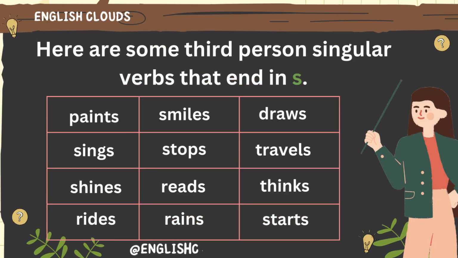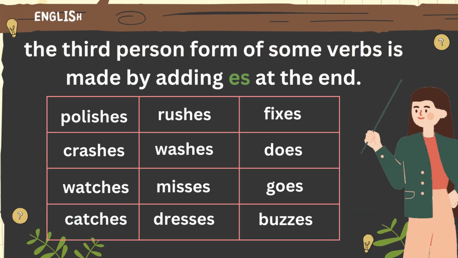Here are some third-person singular verbs that end in s. Paints, smiles, draws. Sings, stops, travels. Shines, reads, thinks. Writes, rains, starts. The third-person form of some verbs is made by adding es at the end.